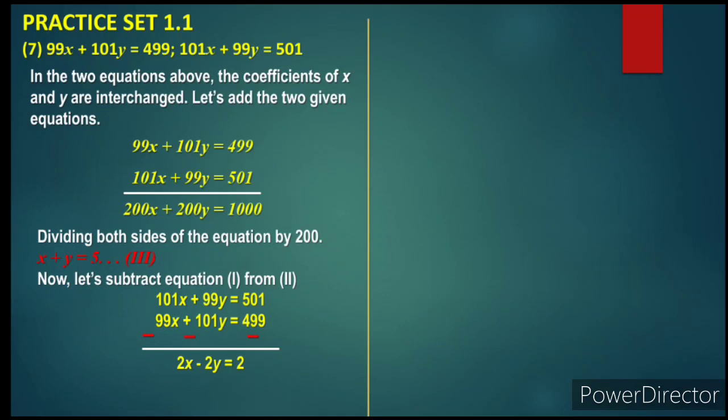You can clearly see that 2 is common, so we will divide by 2. When you divide, you will get x minus y equal to 1. So this will be your equation number 4. You will see your equation number 3 and 4 is highlighted with red color.